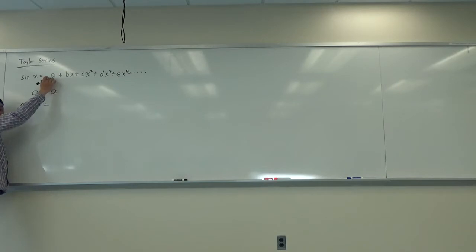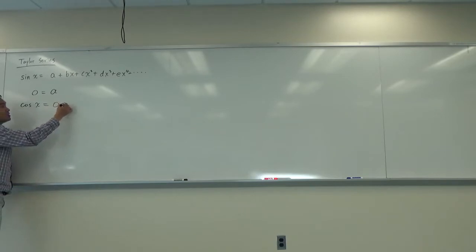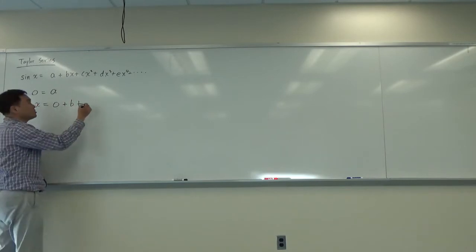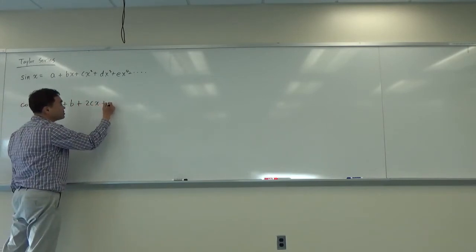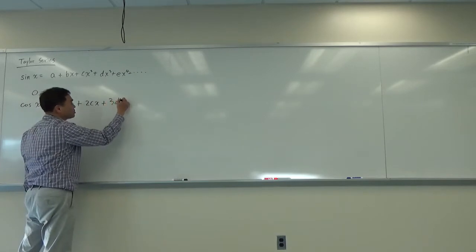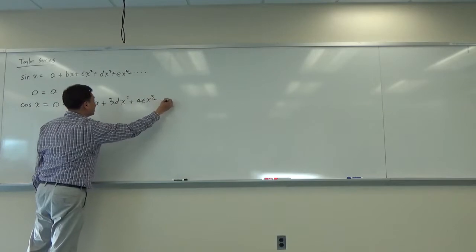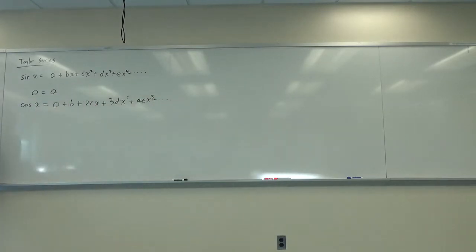A differentiates to 0, because A is a constant, right? We're differentiating by x. What about bx? B. And then 2cx, right? And then 3dx squared, 4ex cubed. Now what do you do? Plug in 0. Plug in 0, yeah. So you plug in 0. What's cosine 0? 1. That's good.